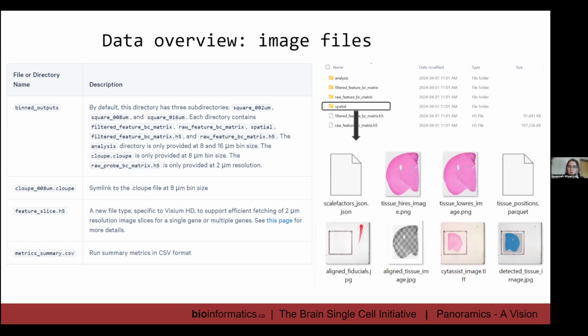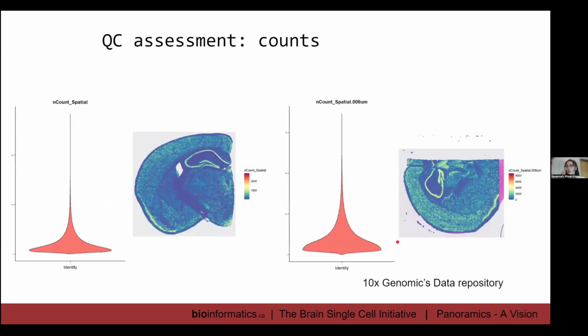There's also just the fiducial frame, which helps ensure that your image is indeed captured and being sequenced correctly, as well as the alignment, again, of your microscopy and your CytAssist image. So with all that, we can proceed with looking at some of the QC metrics.